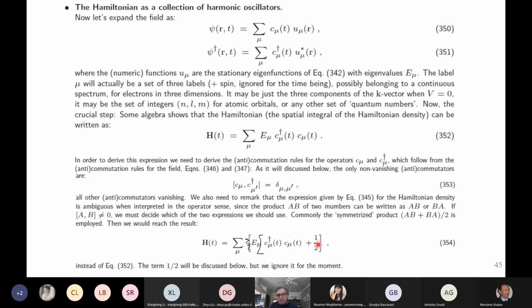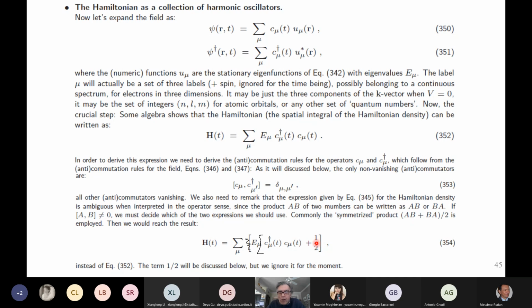The 1/2 is an issue, right? Because I'm summing over all possible k's. If I use infinite volume normalization, that's a continuum. The sum becomes an integral over k over the entire k space of 1/2, which is infinity. And so typically one says, well, it's a constant, so I take it out and I measure energy with respect to this object.